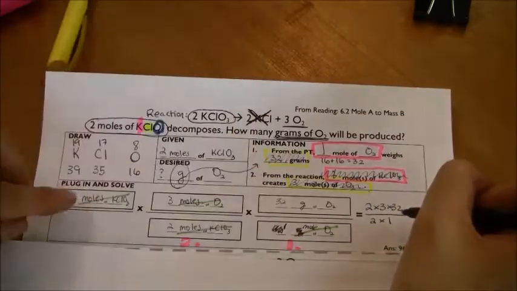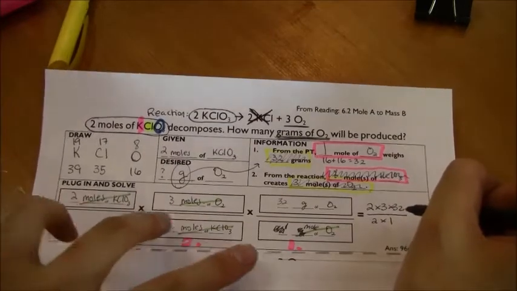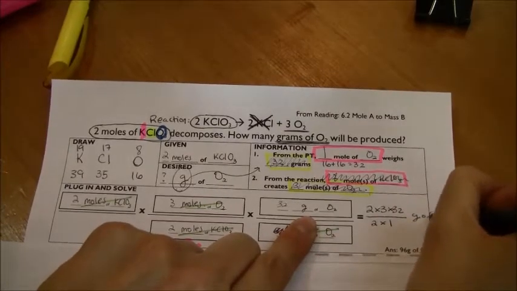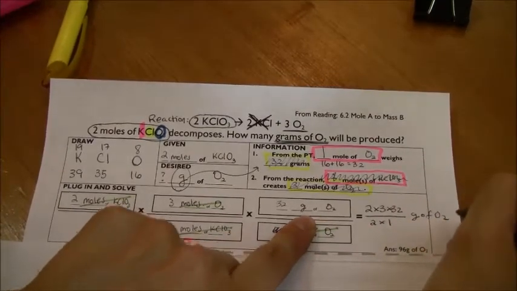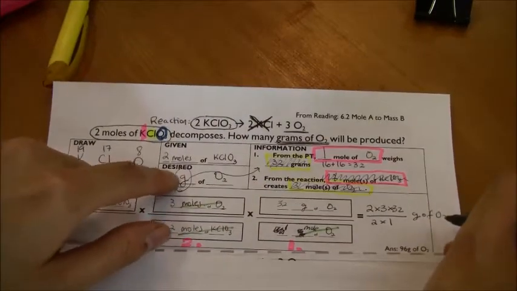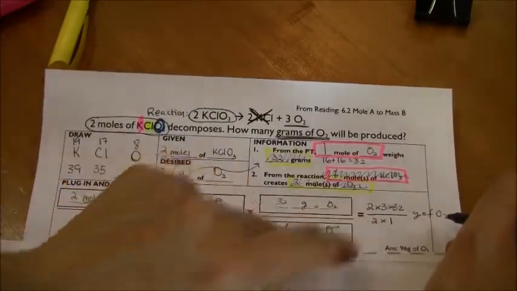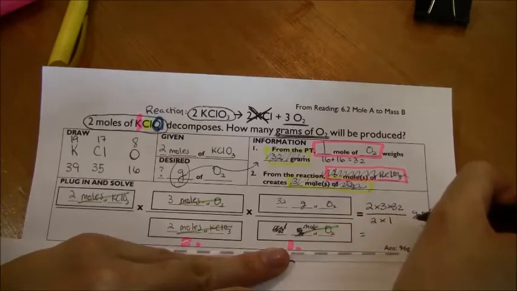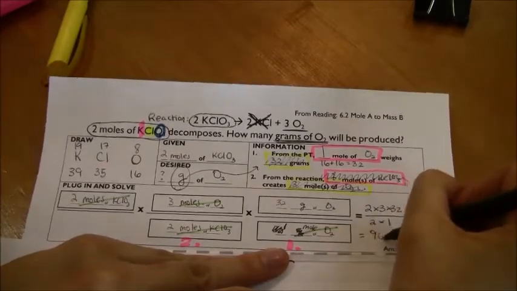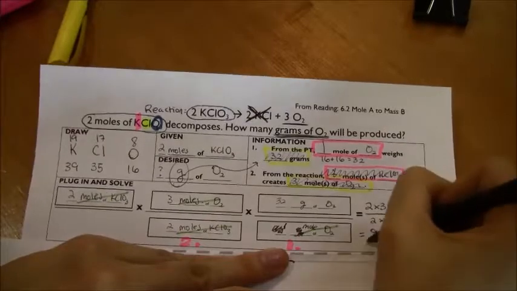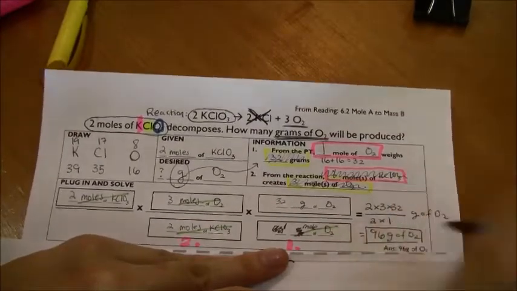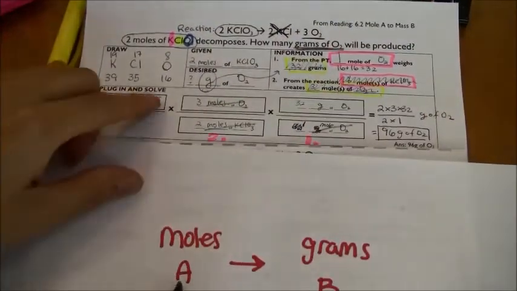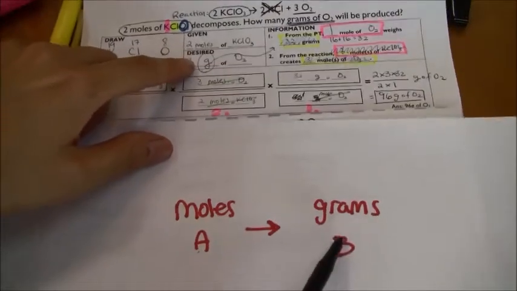The only unit remaining, since we crossed these units out and we crossed these units out, is grams of O2, which matches with the desired. We want that at the end, so we know we didn't do any careless mistakes with the units. Alright, so if you want, you can go ahead and multiply. At the end, your answer is going to be 96 grams of O2. Go ahead and box your answer as your final answer. And now you've successfully converted moles of one chemical into grams of another.